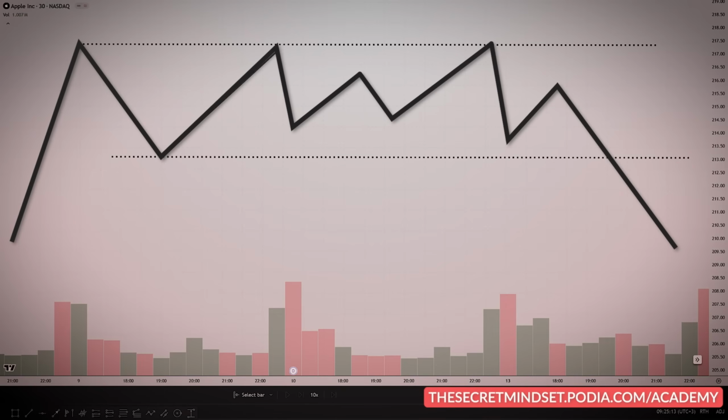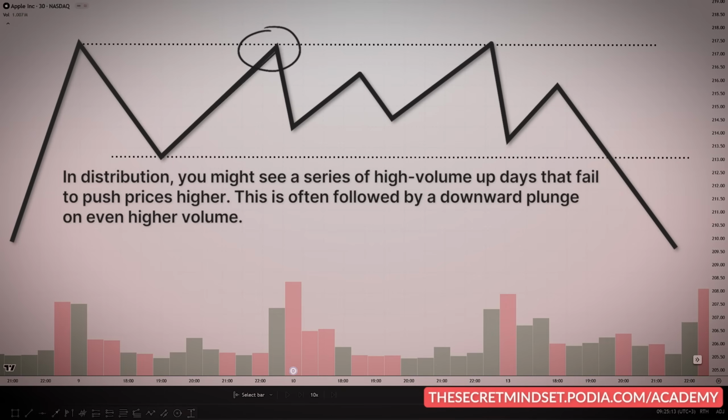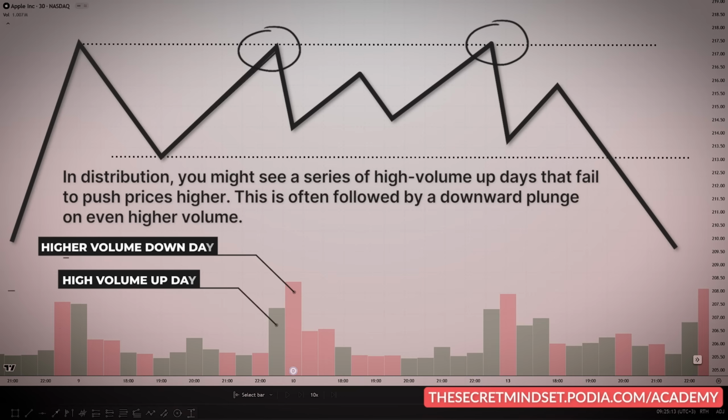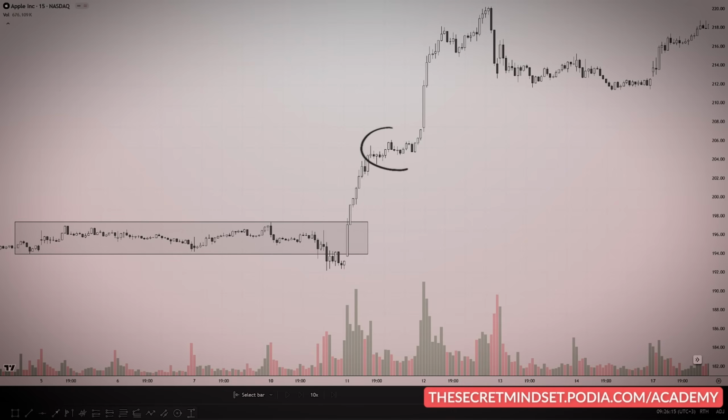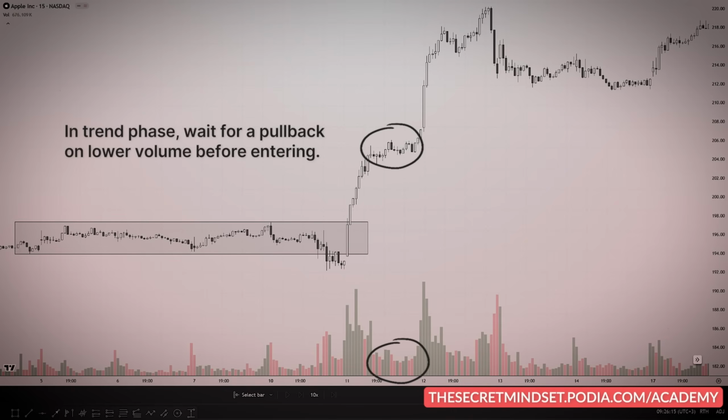In distribution, you might see a series of high volume up days that fail to push prices higher. This is often followed by a downward plunge on even higher volume. This pattern can signal the end of distribution and the start of markdown. Volume can also help with timing. In a strong trend, wait for a pullback on lower volume before entering. This often provides a good entry point with lower risk.